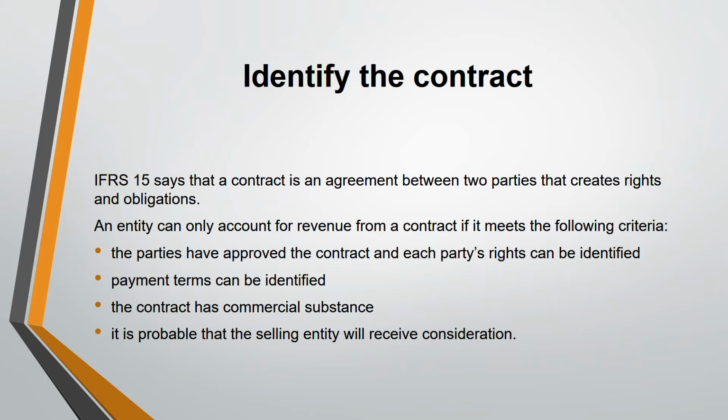Okay, it should meet all the four criteria. Then only it's known as a contract. Then only it is called a contract with a customer. First of all, that contract has to be identified because it is revenue from contract. If the contract is not already identified, how are you going to recognize revenue?